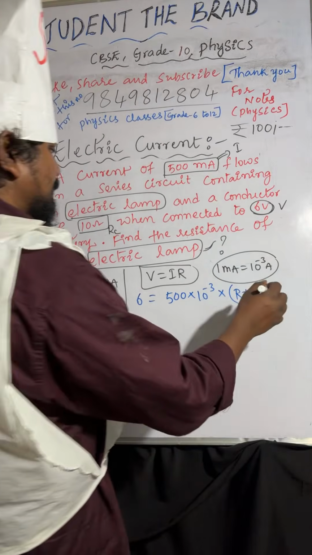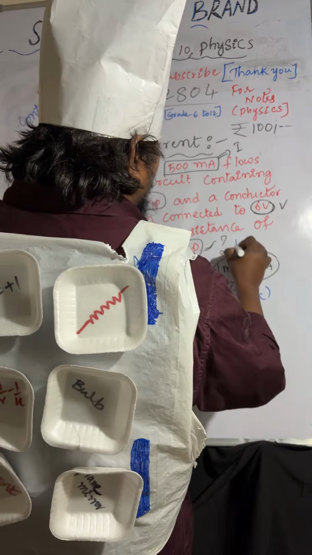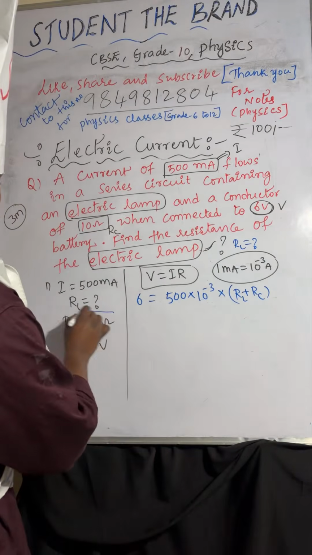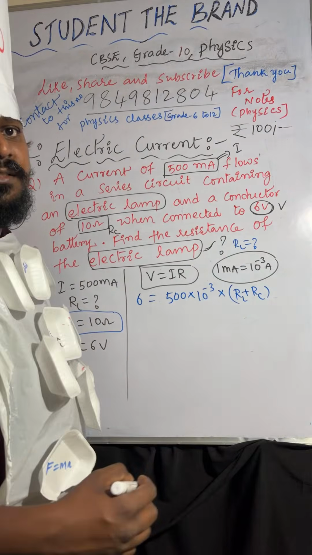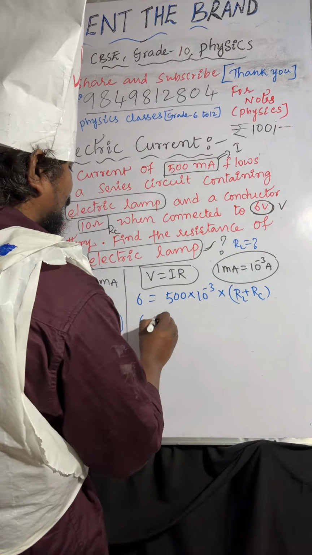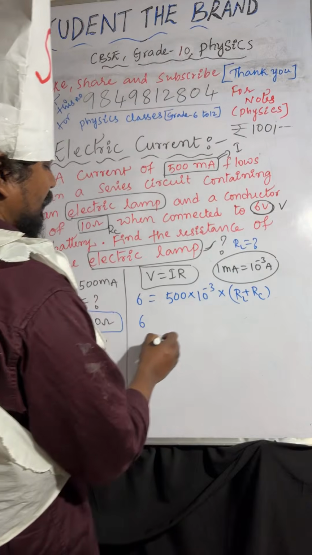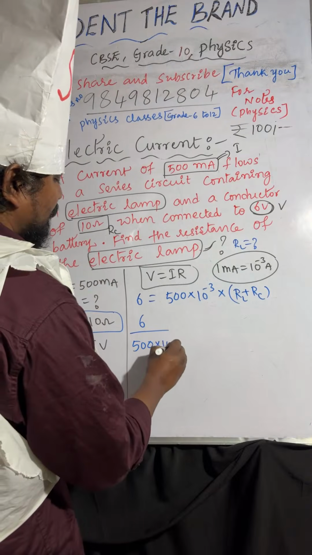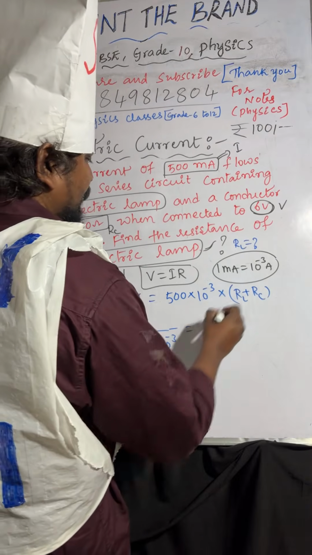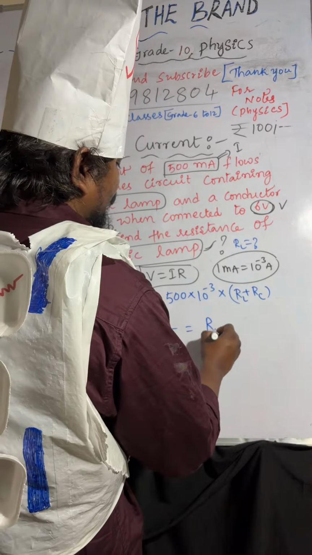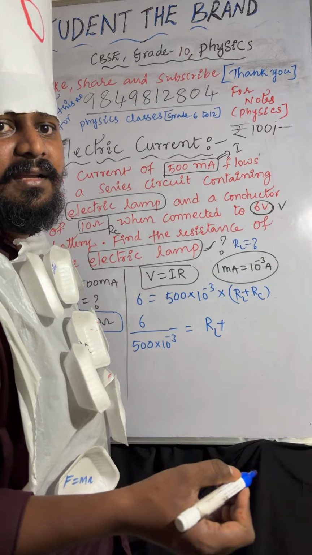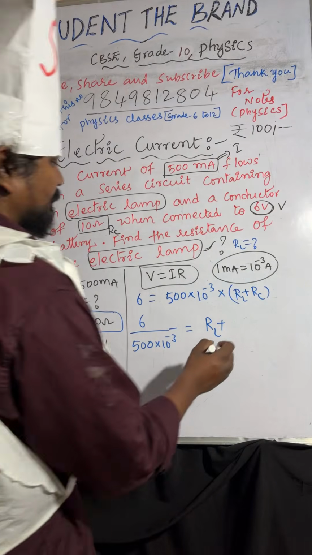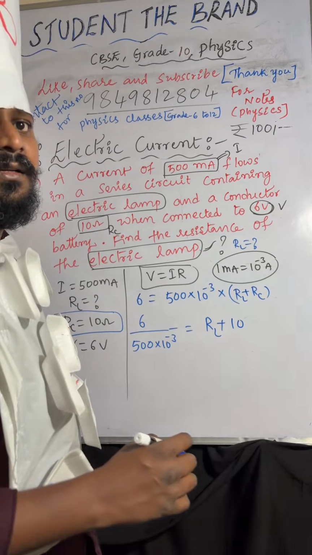So now you can check. The resistance of the lamp you have to find out. But the resistance of the conductor is how much? 10 ohm. So substitute in this. So 6 equals 500 into 10 power minus 3, then RL, which we have to find out, plus RC, which is given. What is the RC value? RC value is 10.